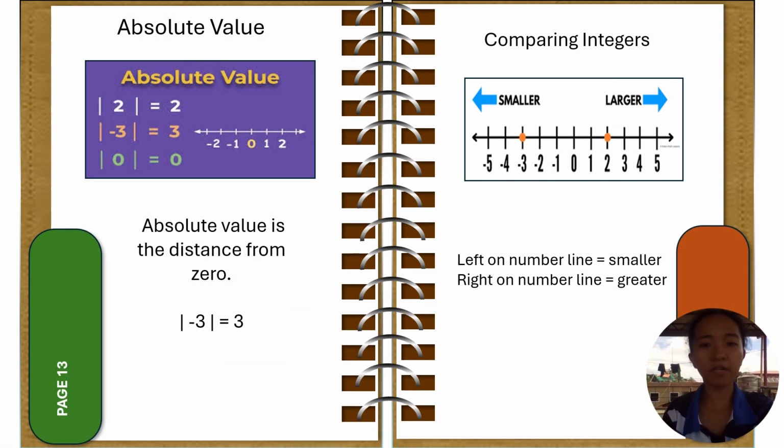Next is all about the absolute value and comparing integers. So first is the absolute value. Absolute value is the distance of a number from 0. It is always positive. For example, the absolute value of -3 is 3. Also, when comparing integers, numbers on the left side of the number line are always smaller and numbers on the right side are greater. The numbers on the left side are all negatives and the numbers on the right side are positive, so they are always greater.